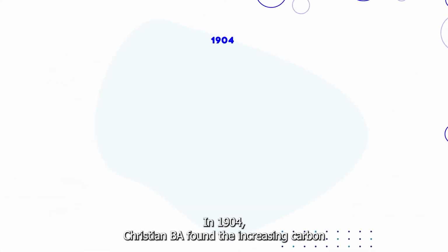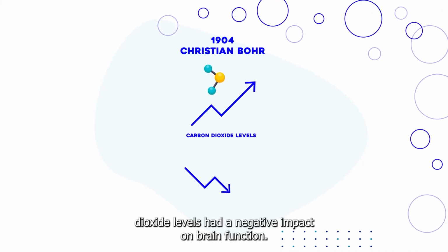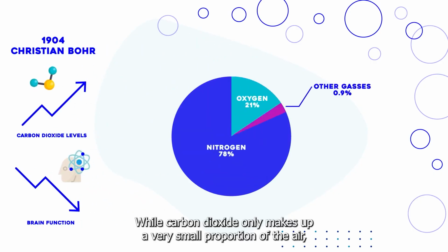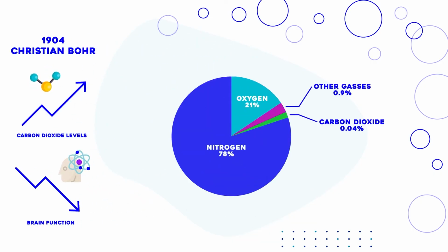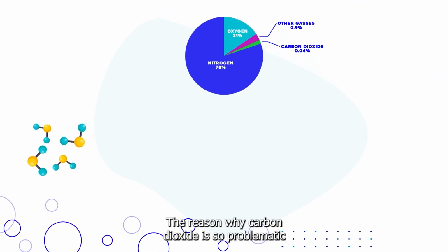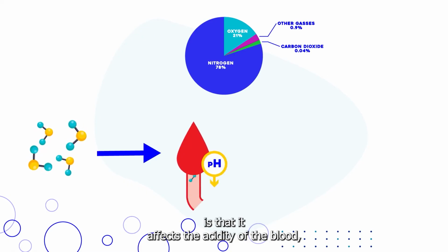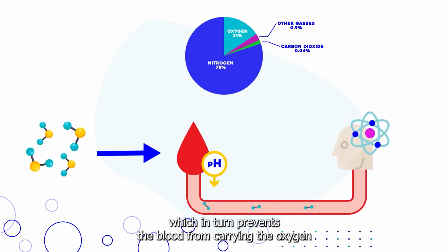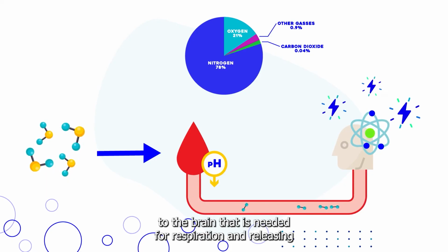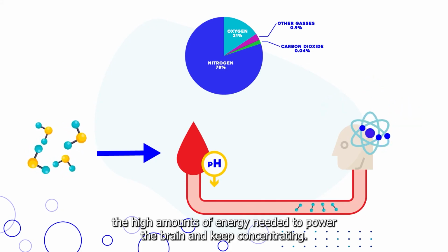In 1904, Christian Bohr found that increasing carbon dioxide levels had a negative impact on brain function. While carbon dioxide only makes up a very small proportion of the air, small changes in its levels can have a big impact. The reason why carbon dioxide is so problematic is that it affects the acidity of the blood, which in turn prevents the blood from carrying the oxygen to the brain that is needed for respiration and releasing the high amounts of energy needed to power the brain and keep concentrating.